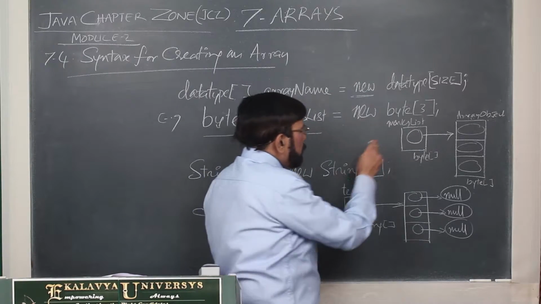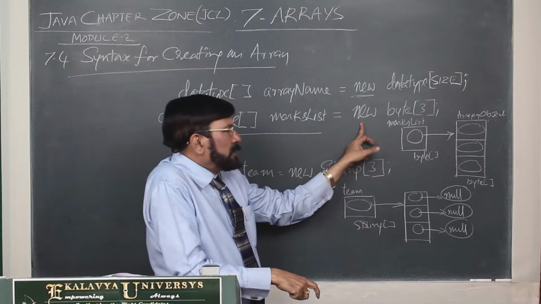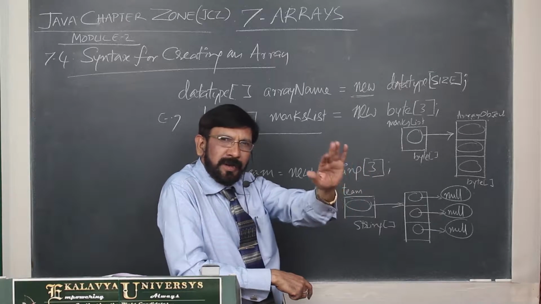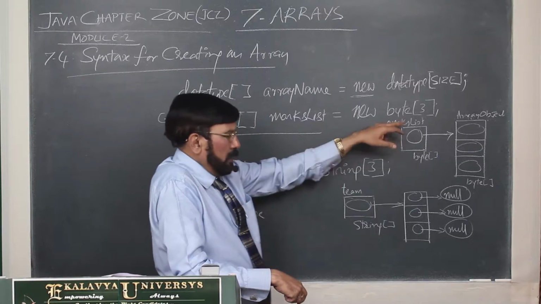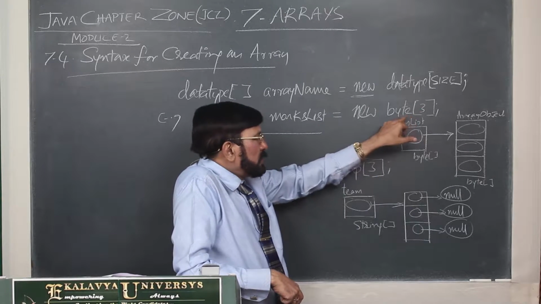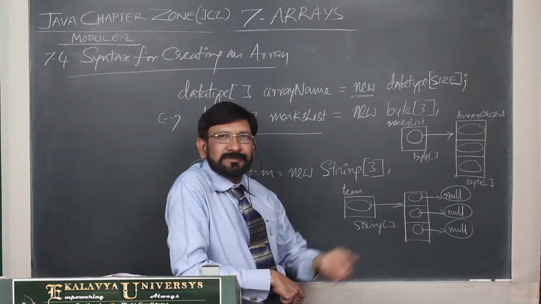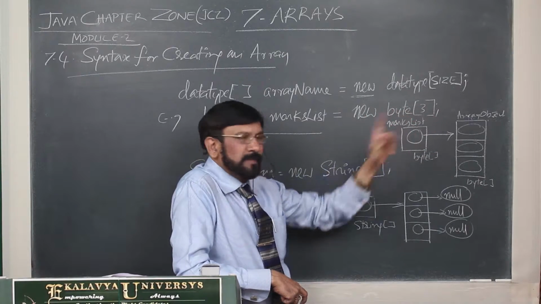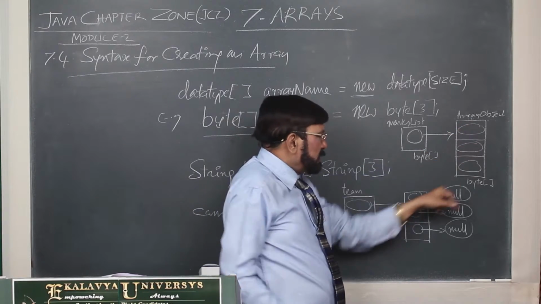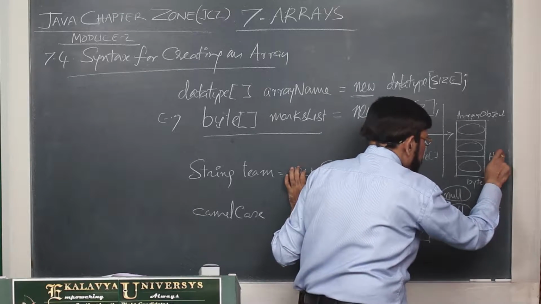And now you see next, new. Thereafter new is the allocator of the memory on the heap. Now you have to tell how much memory is required. Then you are telling specifically here byte, I want 3 bytes memory. So 3 into 1, so 3 bytes memory is allocated. Understand that this is allocated on heap memory.